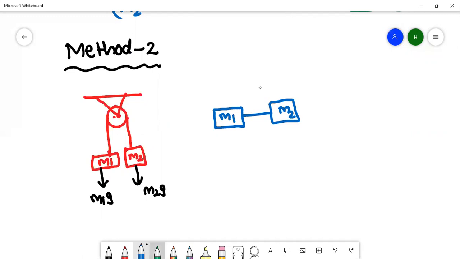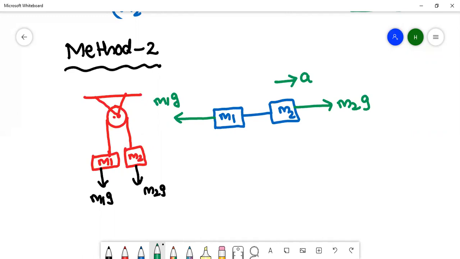M2 force, so this weight will be acting this side. So M1 will be acting towards this way. So the acceleration of the system, this is the heavier block, will be acting towards the M2 side.